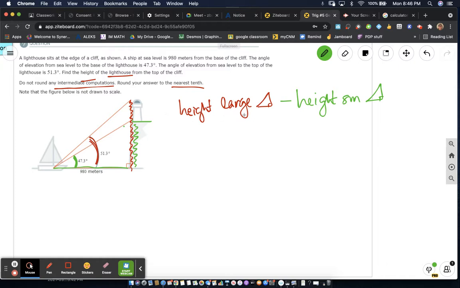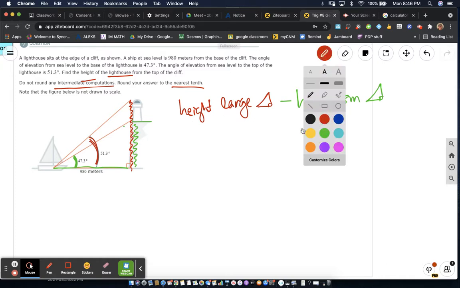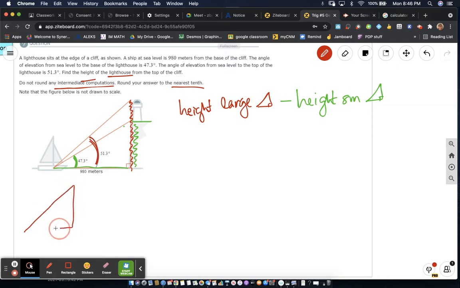Now you just need to come up with the height of the large triangle. You could rewrite the large triangle here if it makes you nervous with too many lines. It's 51.3. We are looking for H. So what do we have? We have adjacent, and we're looking for opposite. Opposite over adjacent is TOA.